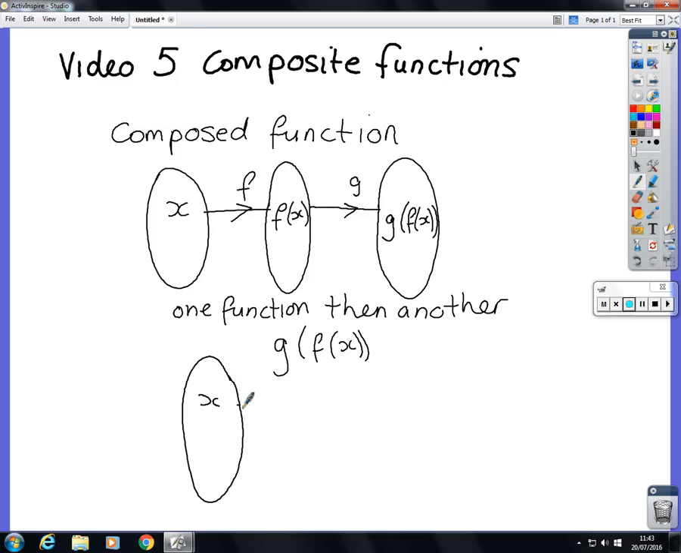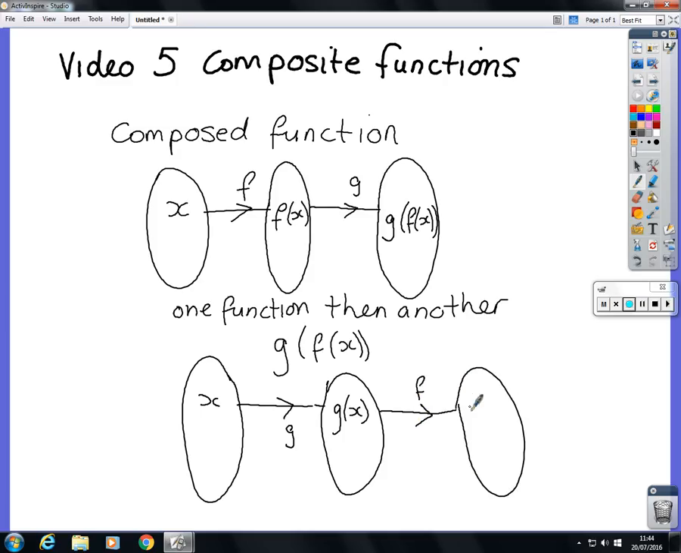First apply g. So we have g of x. And applying f second. This is f of g of x. The g is closest to the x, so that means it's been done first. G comes first and f comes second. This path is f of g of x.